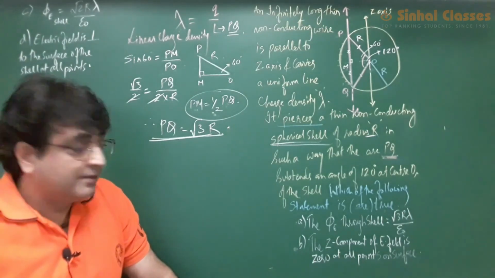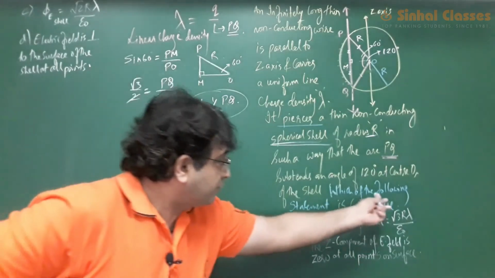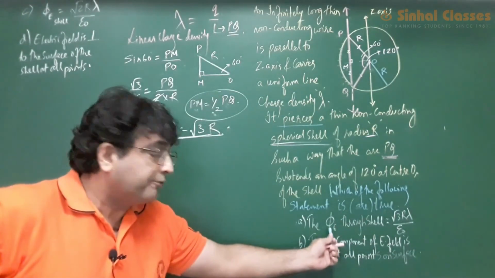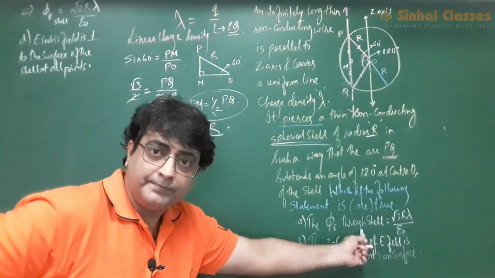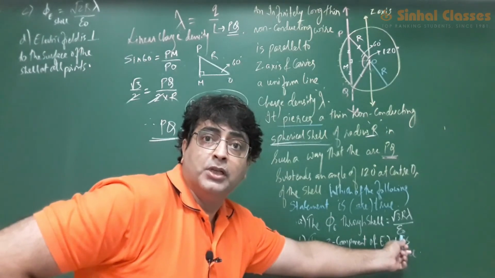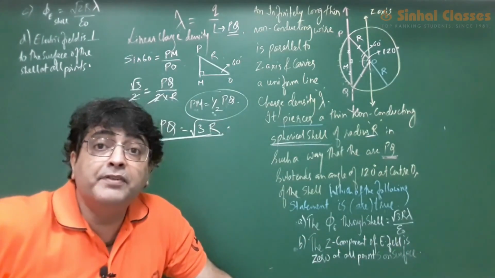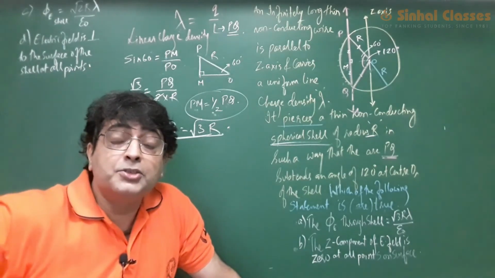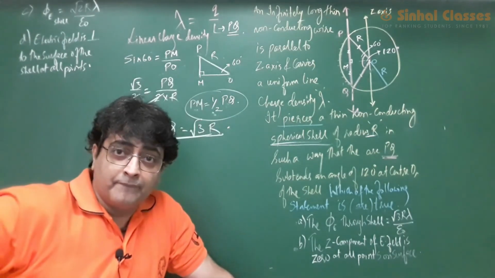What options are given? Which of the following statements is or are true? Now have a look at the options. The electric flux through the shell is root 3 capital R lambda by epsilon 0. What is epsilon 0, students? We consider it the permittivity of free space. As we consider mu 0, it's the permeability of free space, students.